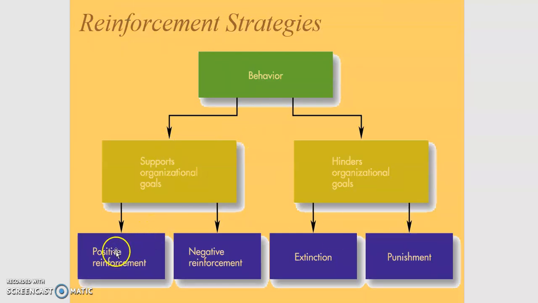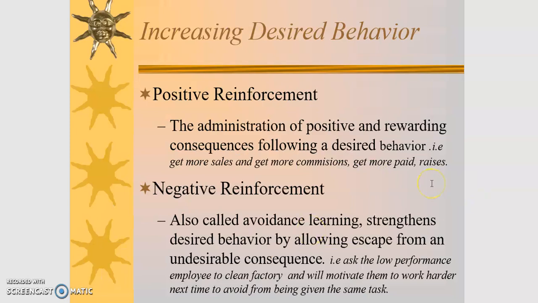This is positive reinforcement and negative reinforcement to support organizational goals. Extinction and punishment we use when it hinders organizational goals. So positive reinforcement is the administration of positive and rewarding consequences. For example, we give more commissions and pay raises when employees get more sales.